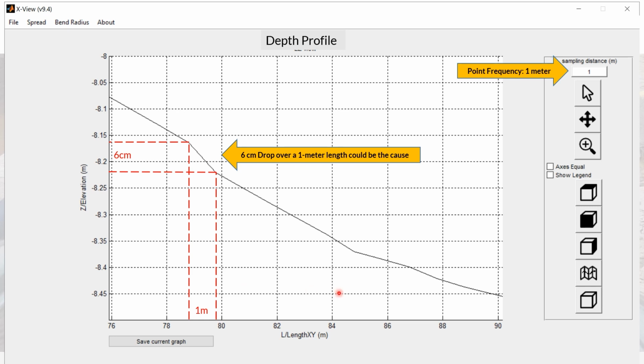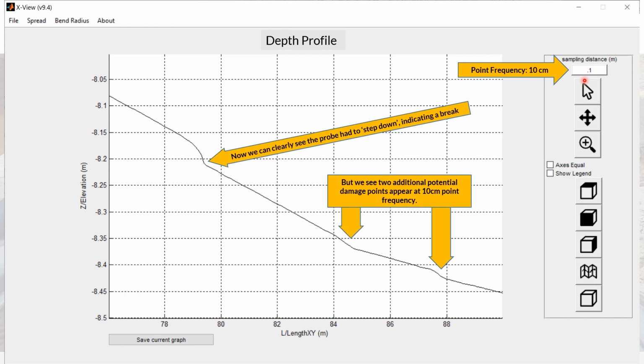So let's increase the point frequency a bit further to 10 centimeters. Now all of a sudden we see that there is a clear drop here. The tool fell down. It ran off a ledge and started running again. And in fact, a little bit further on the other side of the dike, we see 2 more spots appearing that are clearly not horizontal drilling related bends.